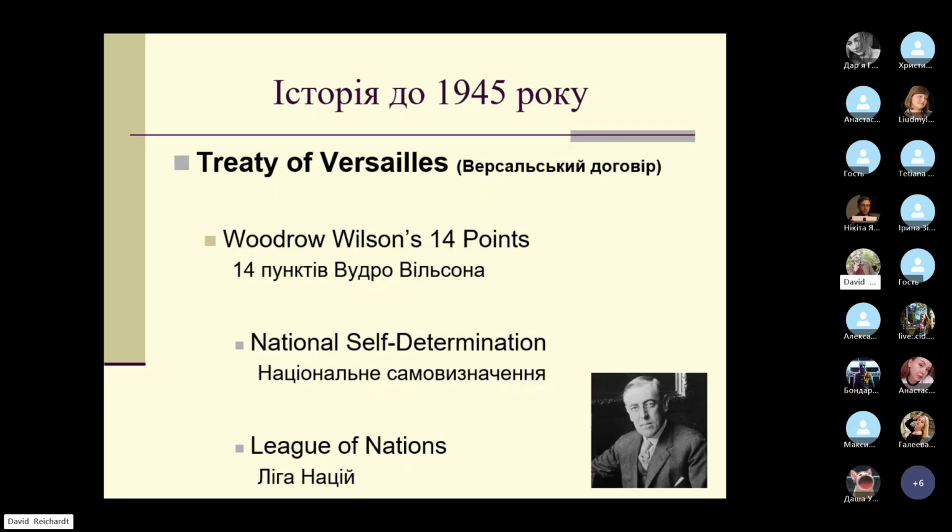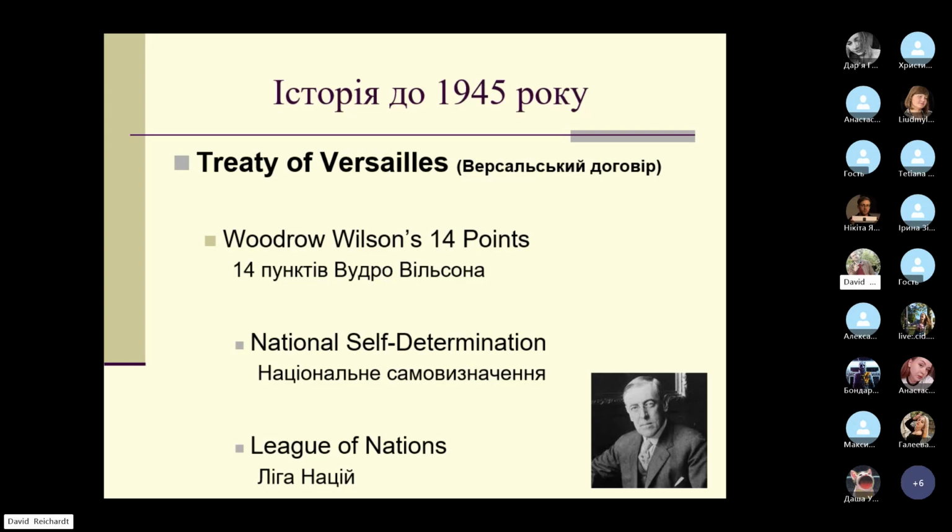National self-determination was the idea that nations or people that have national consciousness, such as, for example, Czech people or Hungarian people, should have their own country, their own state. They should not be in a multinational empire like the Habsburg Empire or the Ottoman Empire or the Russian Empire. They should have their own country. So that was called national self-determination, one of the 14 points.